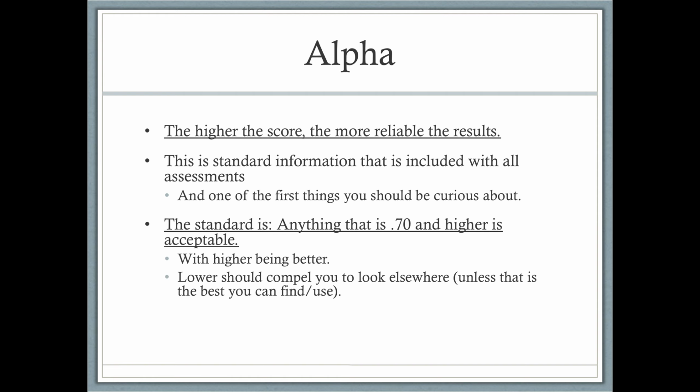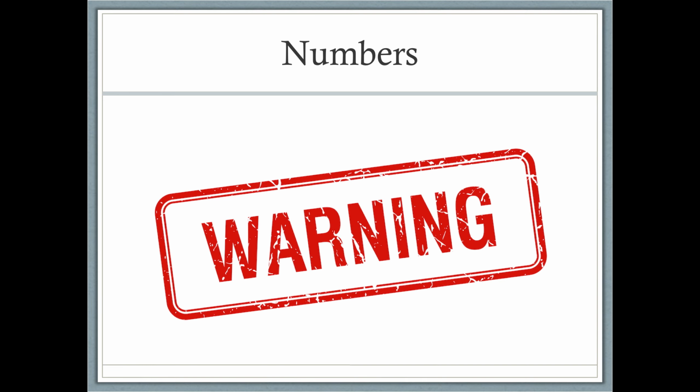And I mean, there's always exceptions, right? It might be that this is the only instrument that measures the thing that you're trying to measure, right? But otherwise, you would need to have a pretty sufficient reason for using one that's below 0.7. So that's kind of reliability in a nutshell.